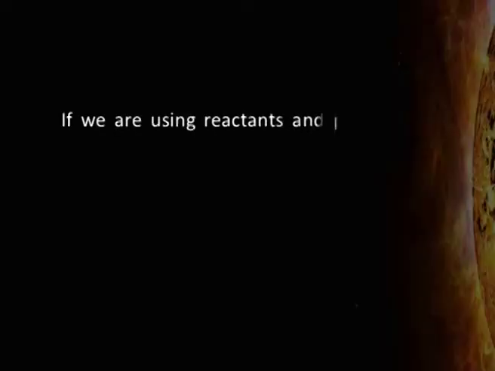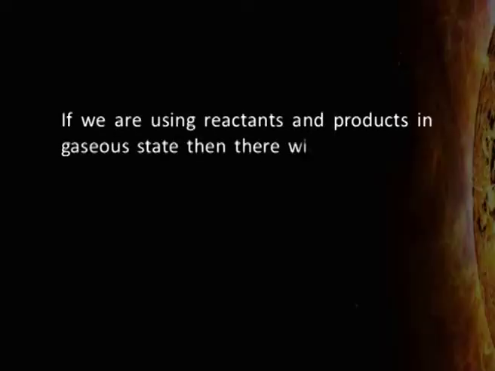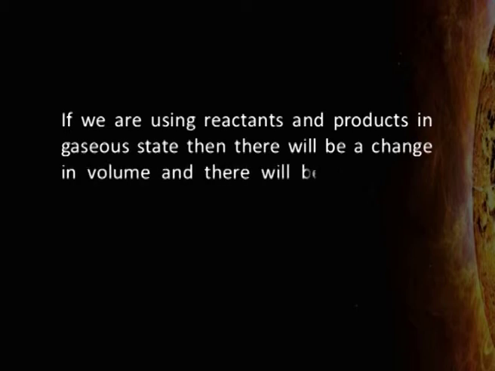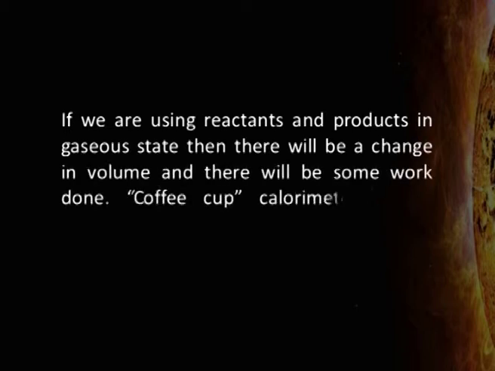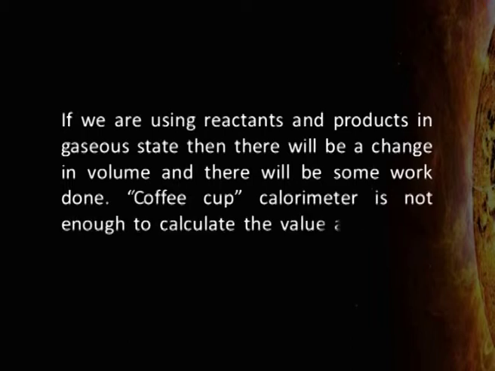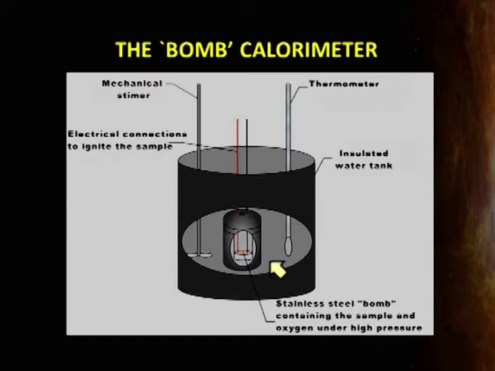If we are using reactants and products in gaseous state, then there will be a change in volume and there will be some work done. Hence, the coffee cup calorimeter is not enough to calculate the value at constant volume. The bomb calorimeter is an apparatus to measure the heat of combustion of reactants at constant volume. The reaction takes place in a heavy duty stainless steel cylinder called the bomb. The bomb has a threaded lid so that it can be sealed.